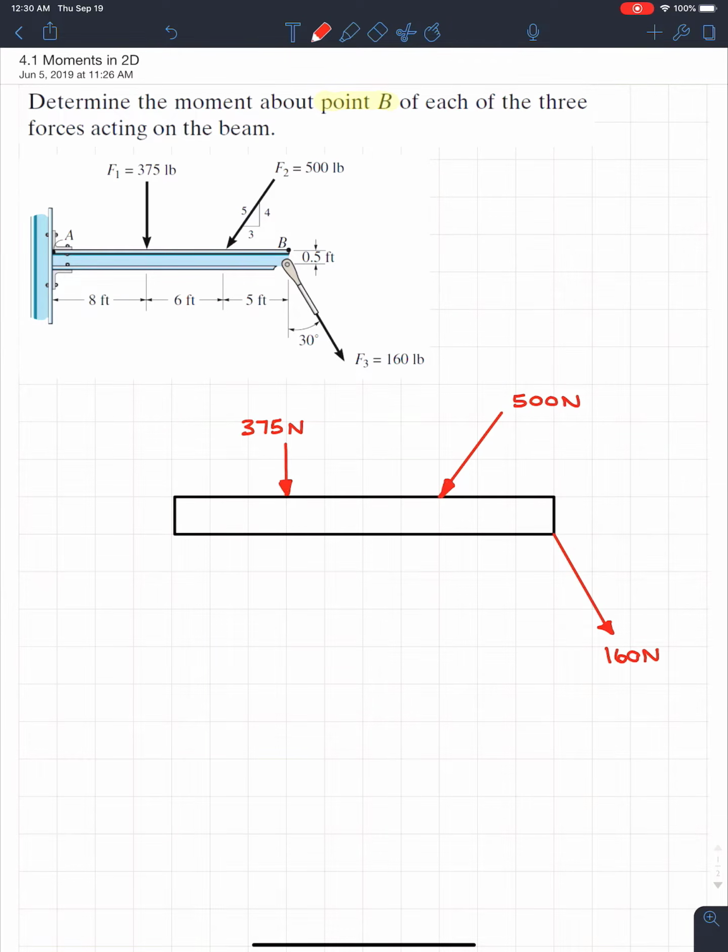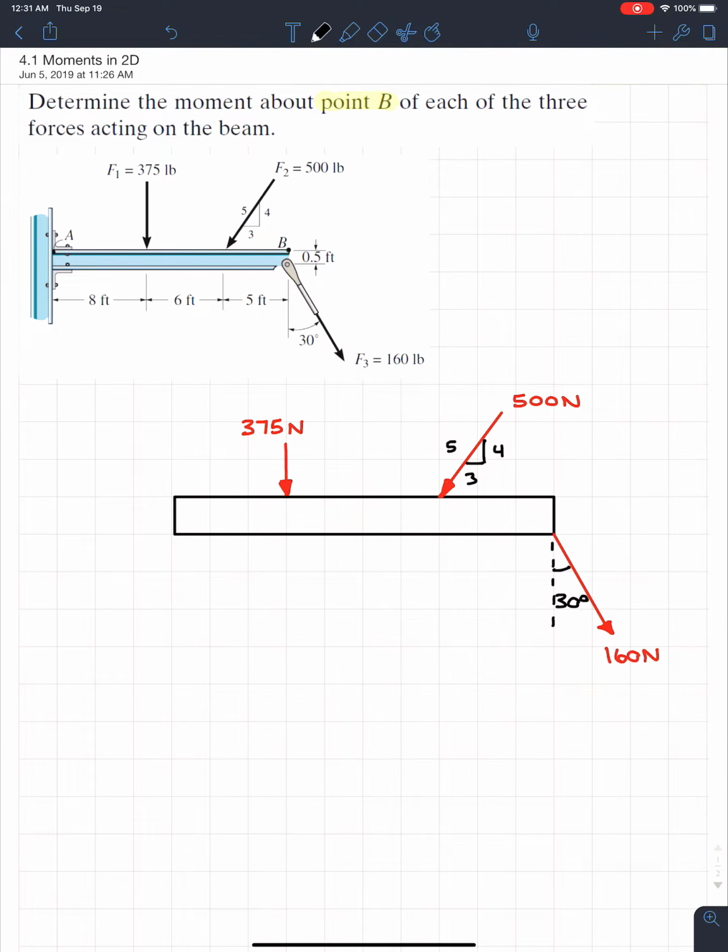So now that we put the forces on, we also have to add those extra details I discussed in the previous week, which are the angles of all the forces. If we look at the 500, it gives us a nice little triangle. So we're just going to replicate that and say this is 4, 3, and 5. And then for the 160, it gives us an angle and not a triangle. So we know that this right here is going to be 30 degrees.